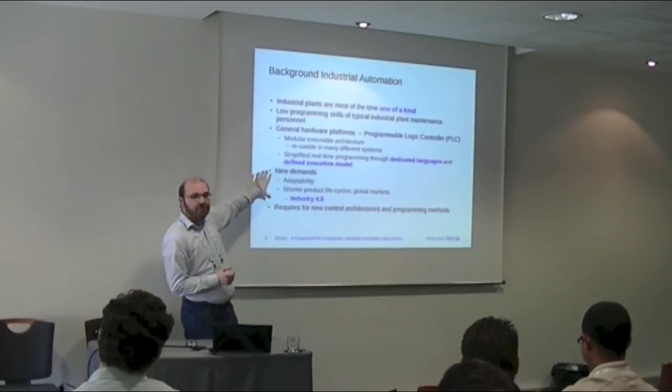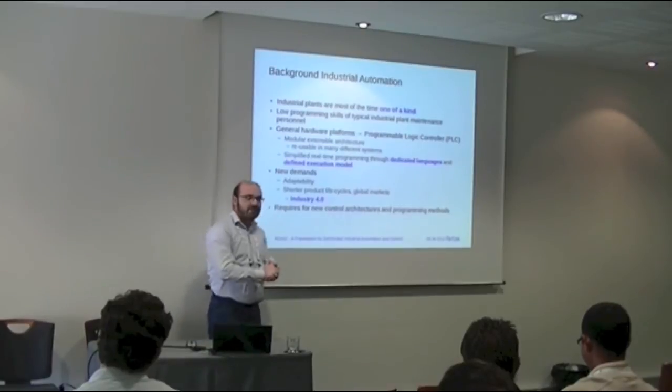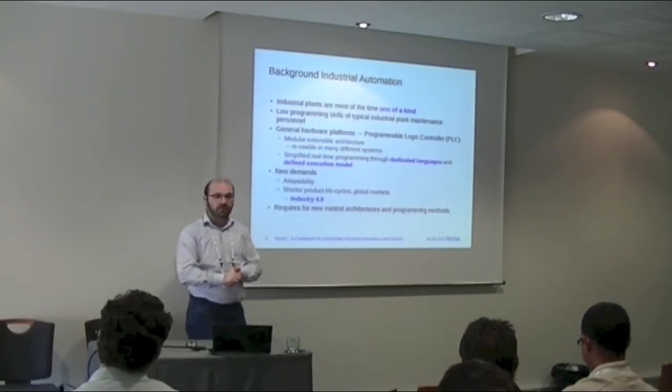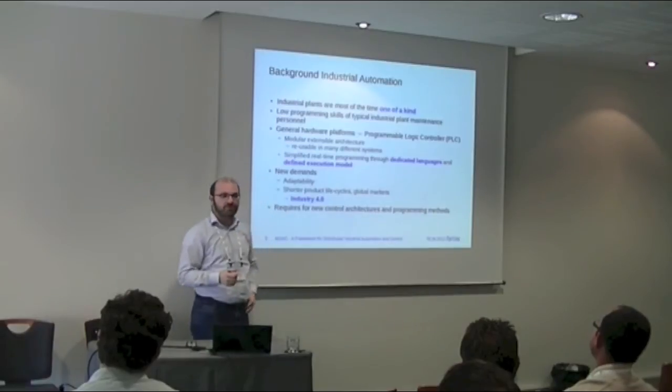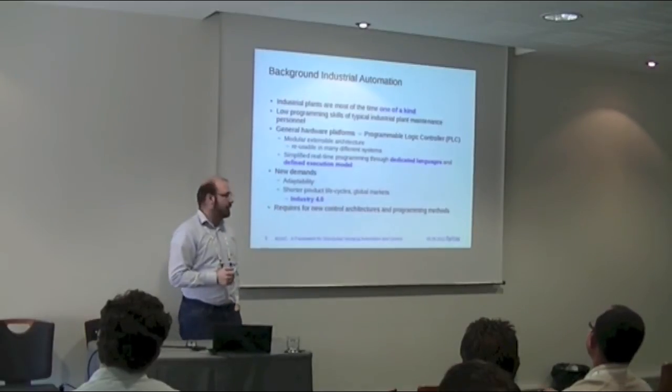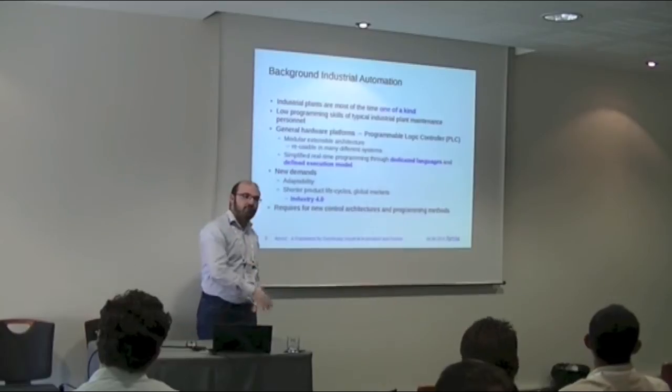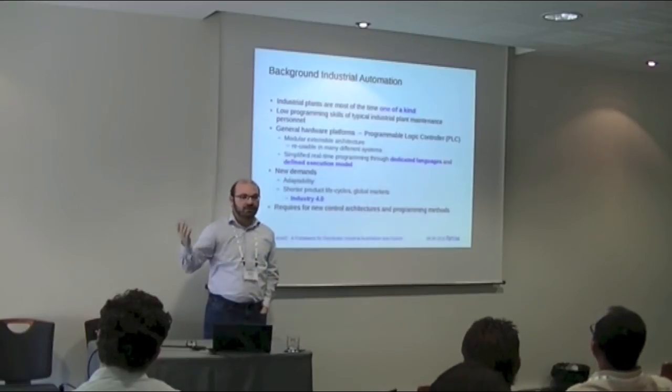On the other side, we have new demands now coming up. Product life cycles are drastically decreasing. Look at mobile phones: every half year or faster, a new mobile phone is produced. For car manufacturers, volumes are going down and variants are going up.